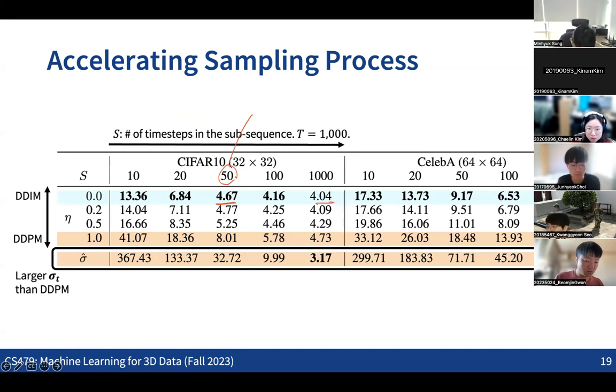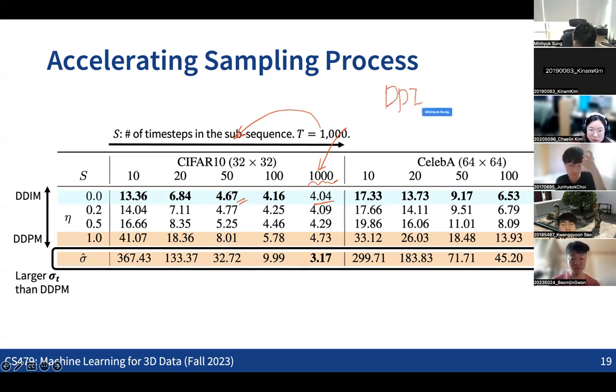Obviously, you get the best results when you use the full time steps. But still, when you only sample like 5% of the time steps, making the whole reverse process much faster, when you make the process deterministic, the quality is still preserved, even when you speed up the whole process. So that was the basic idea of DDIM.